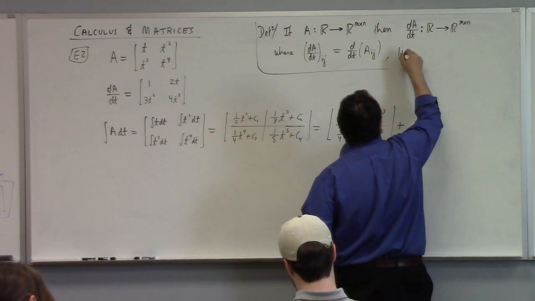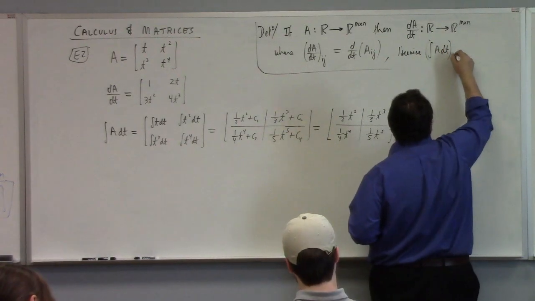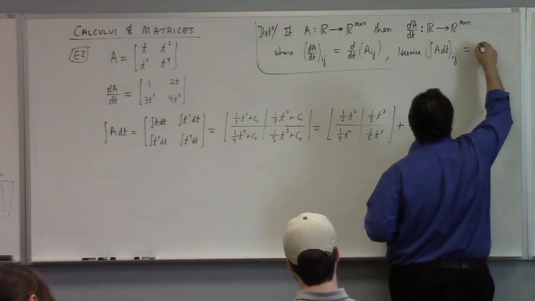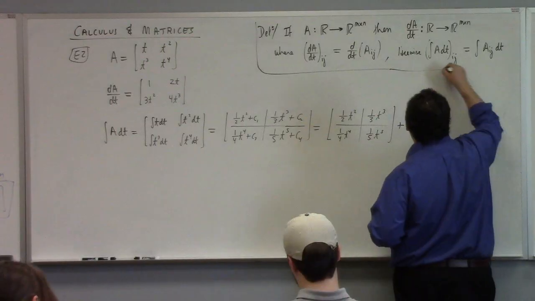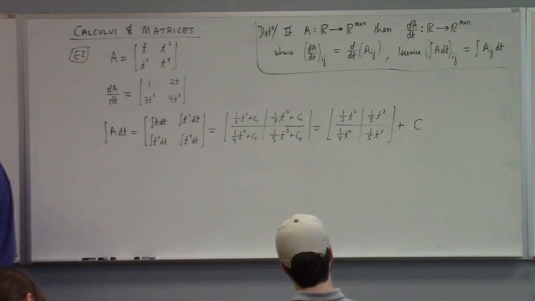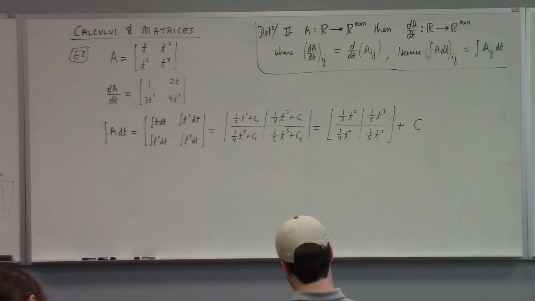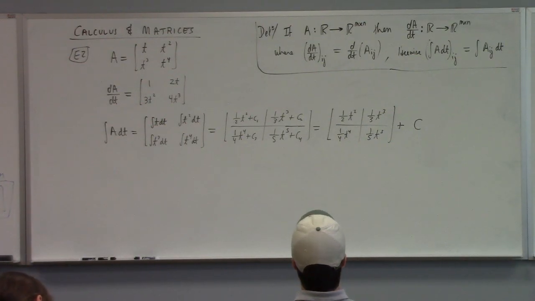Likewise, the integral of A dt, ij, is simply equal to the integral of aij dt. So all this definition is saying, guys, is that we differentiate or integrate a matrix valued function of time, or equivalently a matrix of functions of time, component-wise. And that's the definition. Any questions before I prove some things?